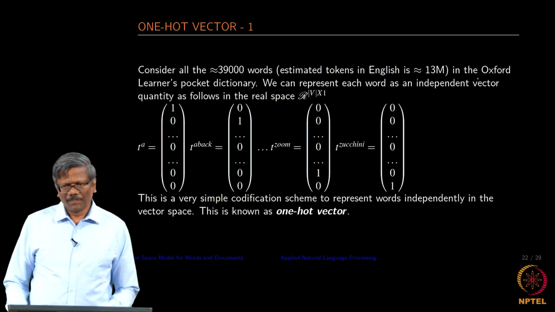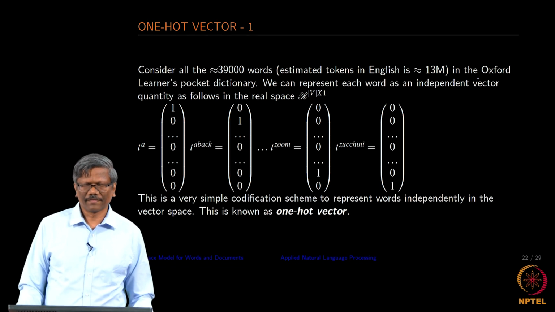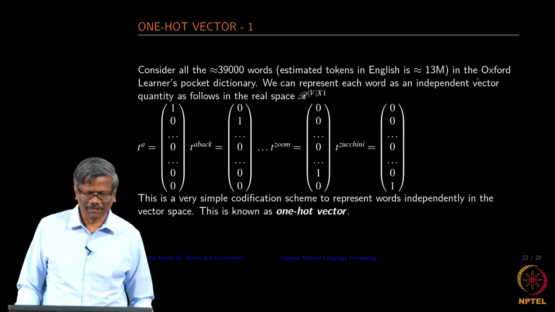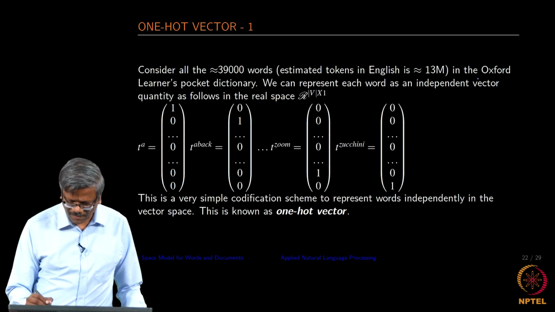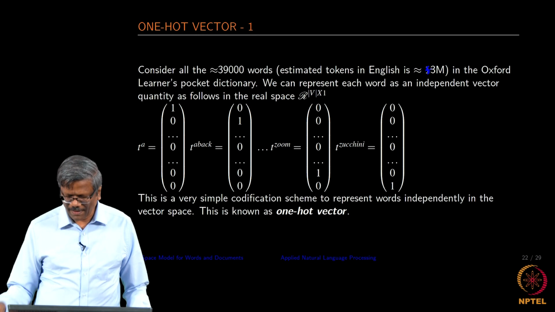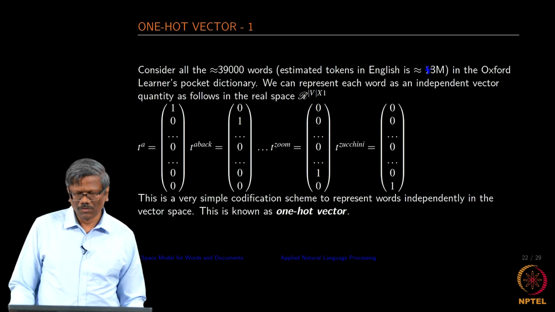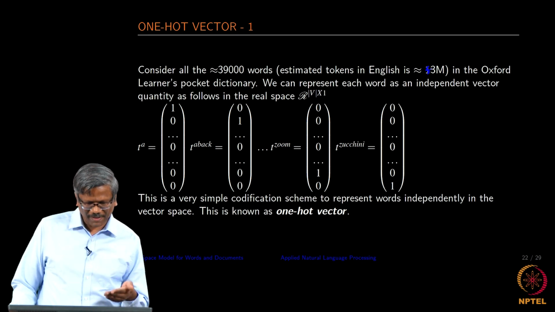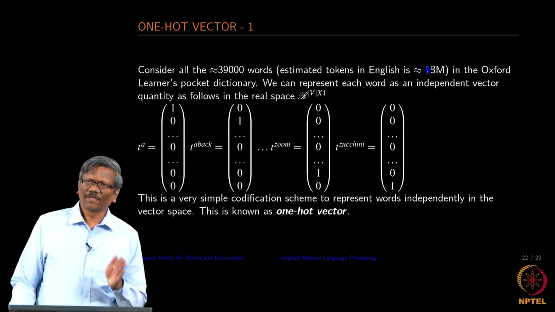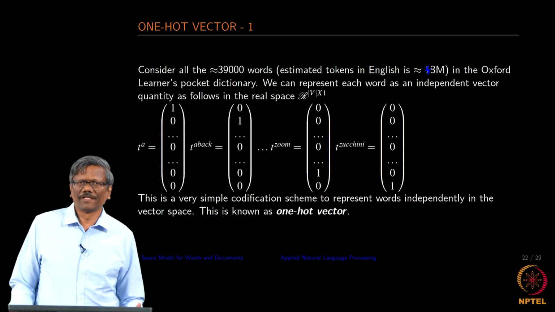What I have done is I have just taken a small concise dictionary where there are about 39,000 words. It is not 13 million, it is about 3 million in all. If you look at Google's news corpus, there are about 3 million words. In the dictionary that I am considering, there are only about 39,000 words. I want to represent each one of the words given in the dictionary in vector form.